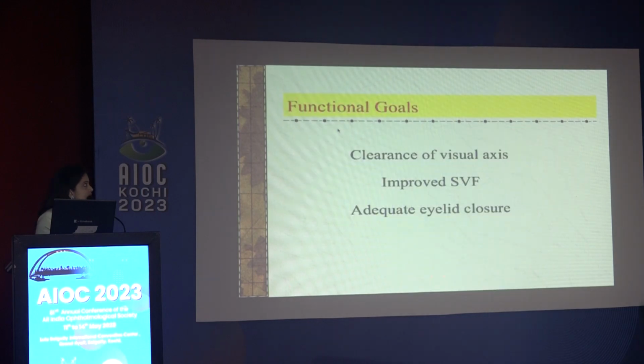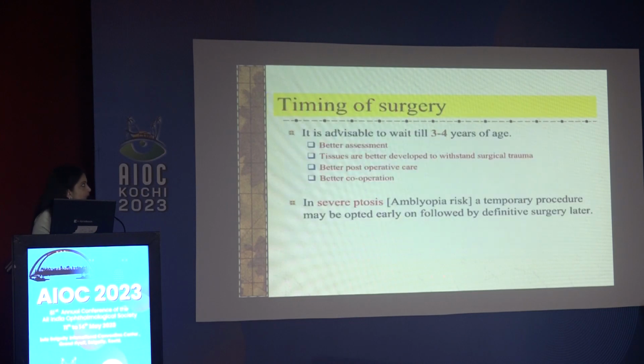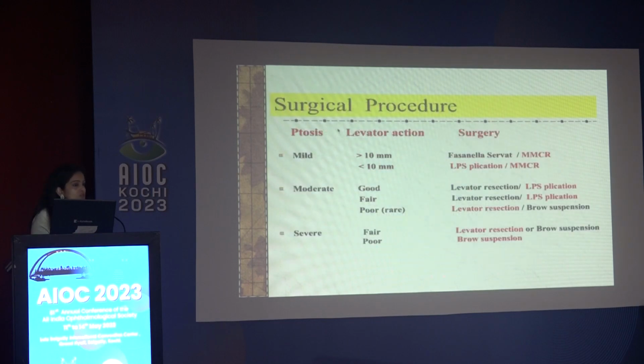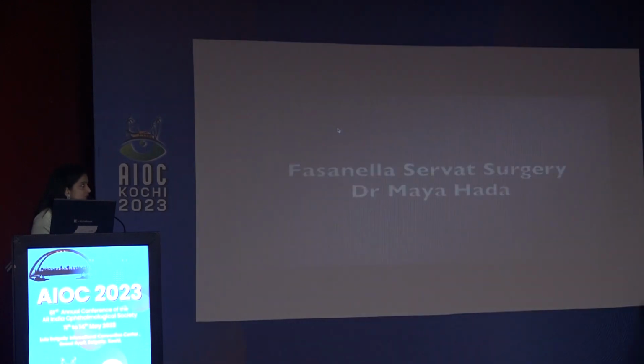Surgical management is aimed at the functional goals of clearing the visual axis as well as the aesthetic goals of symmetrical eyelid position. Now, when you should do the surgery, it's advisable to defer it till 3 to 4 years of age unless it's unilateral or severe ptosis causing amblyopia. Surgical procedures are many and you can decide according to the amount of ptosis and LPS action. So in mild ptosis with good LPS action, we can plan for Fasanella Servat surgery.